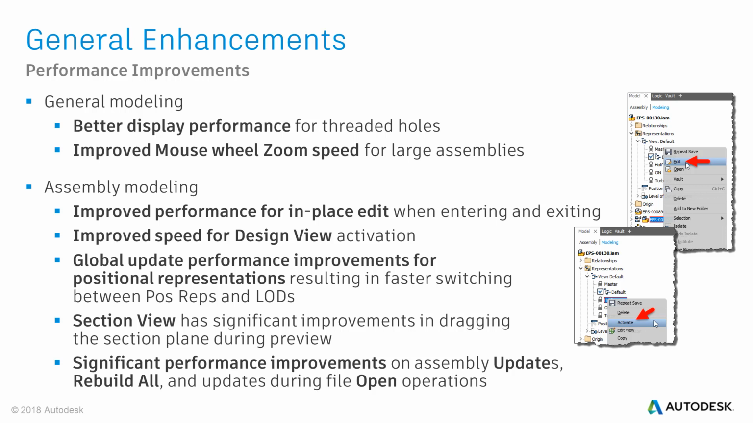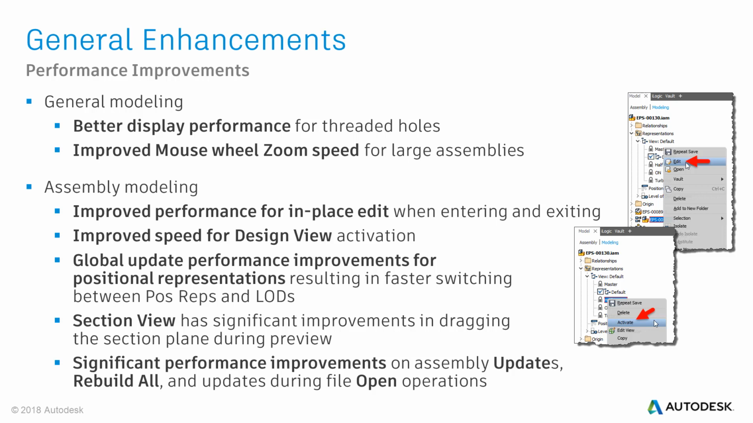Threaded holes display has been optimized for a better performance. The improvement is most noticeable in models with many threaded holes. The in-place edit has been improved when entering and exiting the in-place edit. In Inventor 2018, it still took 35.17 seconds. In Release 2019, it only takes 22 seconds. That's around 12 seconds faster.